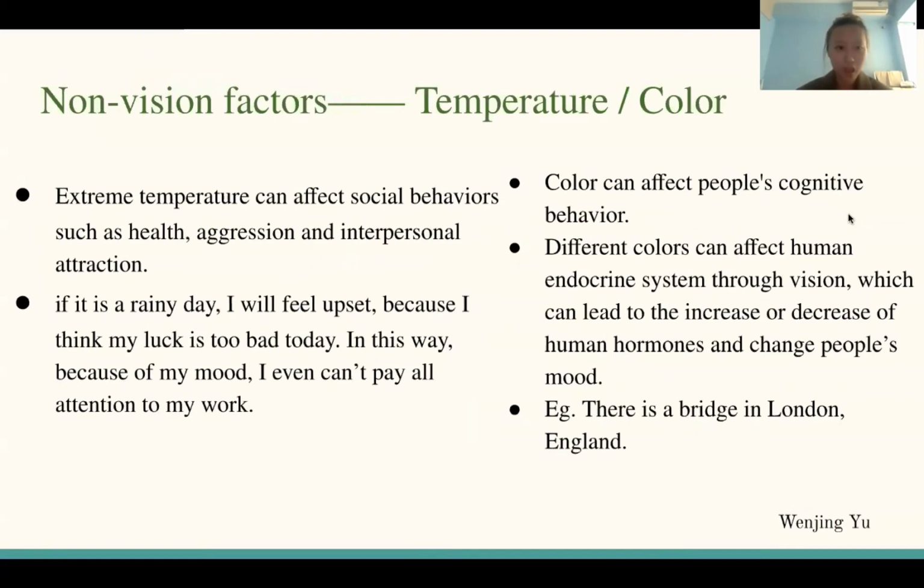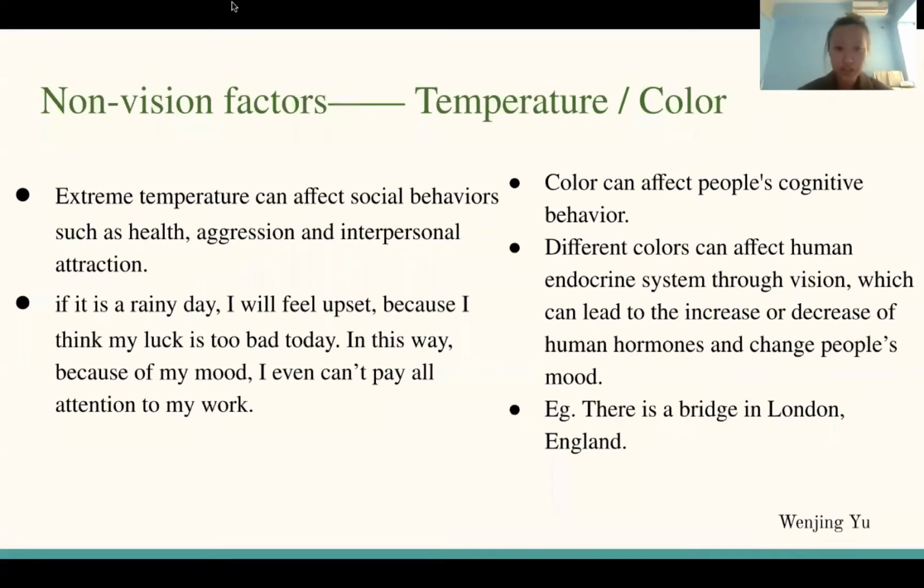Additionally, extreme temperature can affect social behaviors such as health, aggression, and interpersonal attraction. If it is a rainy day, I will feel upset because I think my luck is too bad today. In this way, because of my mood, I even can't pay all attention to my work. Finally, color can affect people's cognitive behavior.